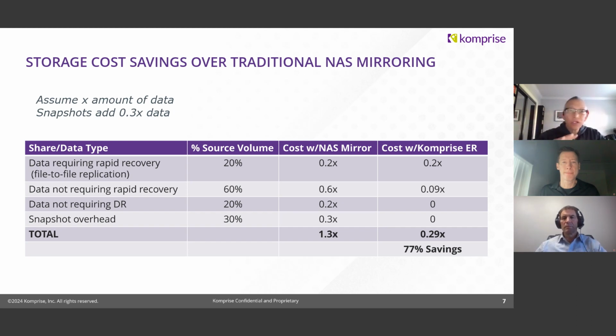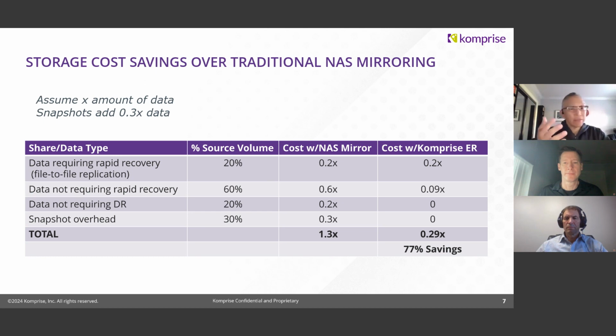And then maybe there's 20% that you decide you don't need disaster recovery at all for whatever reason. We're being conservative here too. And so of course you don't need to replicate those with the Komprise solution. We allow you to pick and choose. So there's no cost involved if you use Komprise Elastic Replication. Of course, with a NAS mirroring, you don't have a choice. It's the entire volume. So everything goes. So you would still pay the 20%X for that.